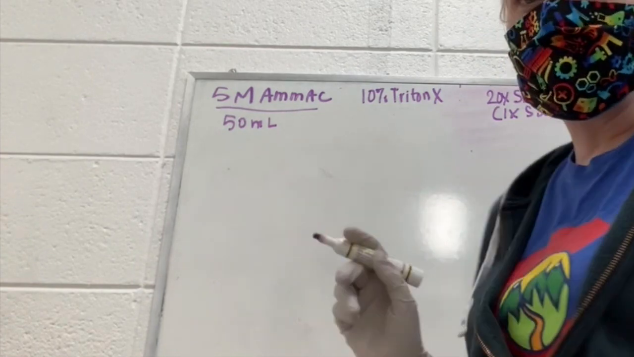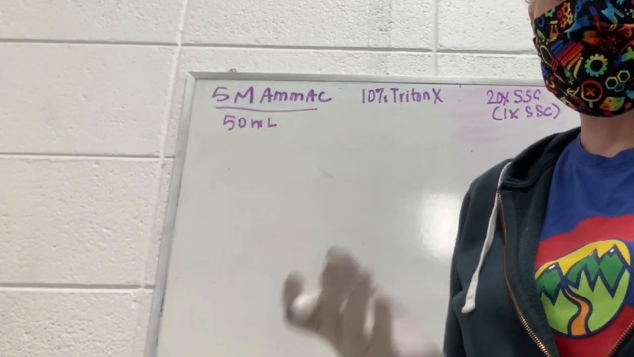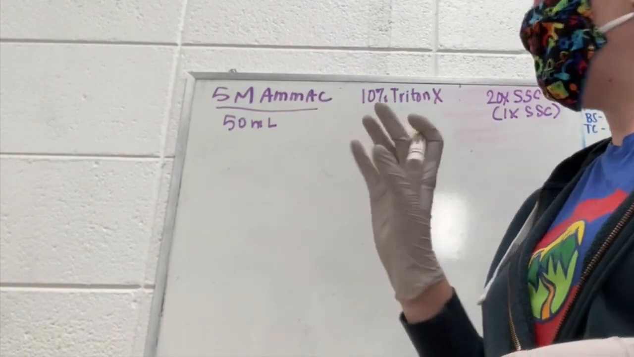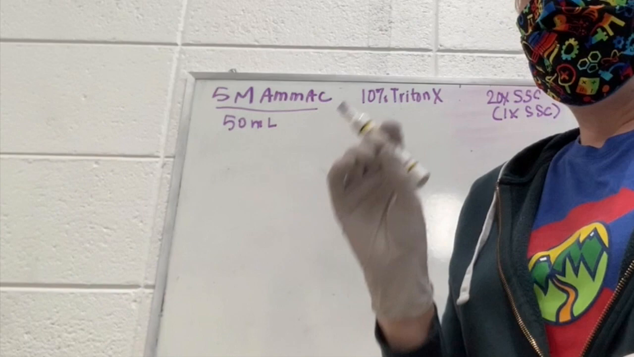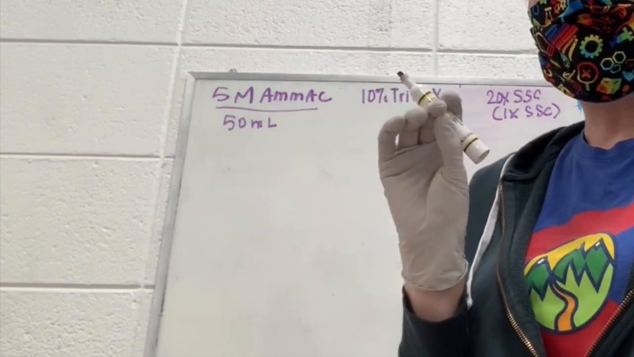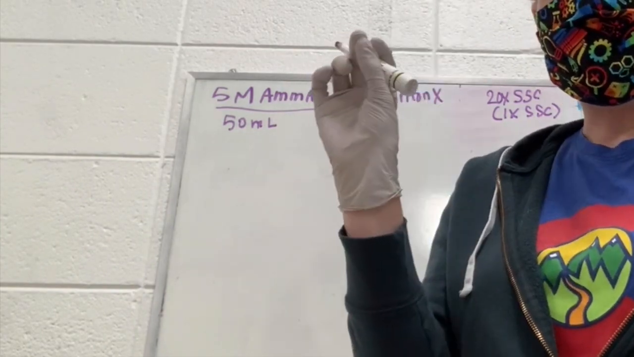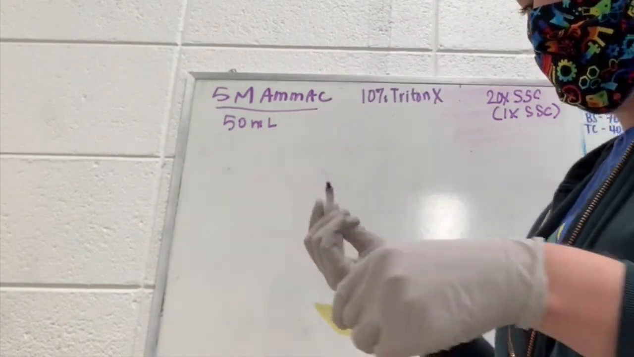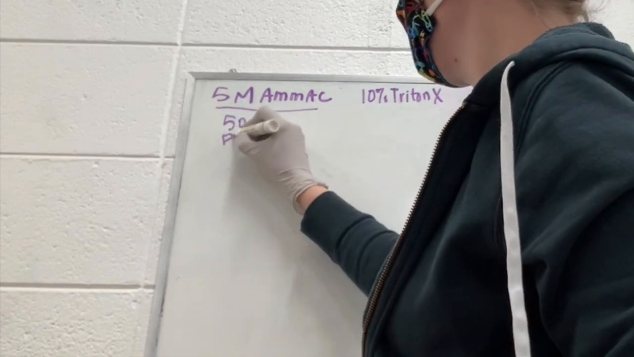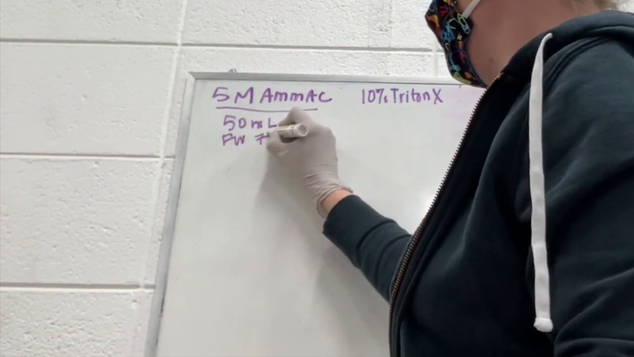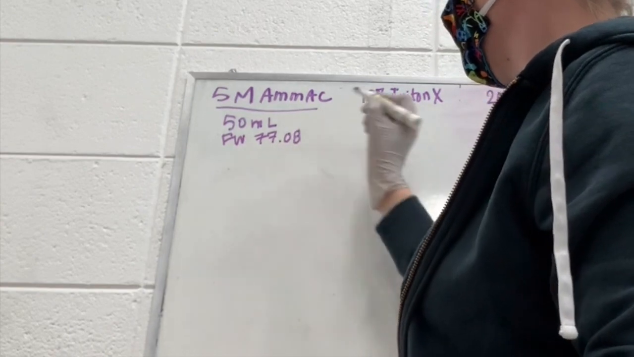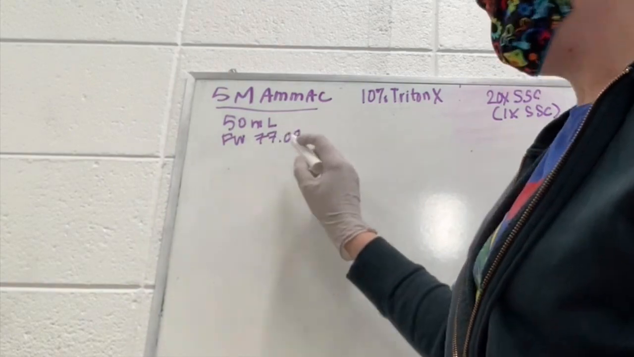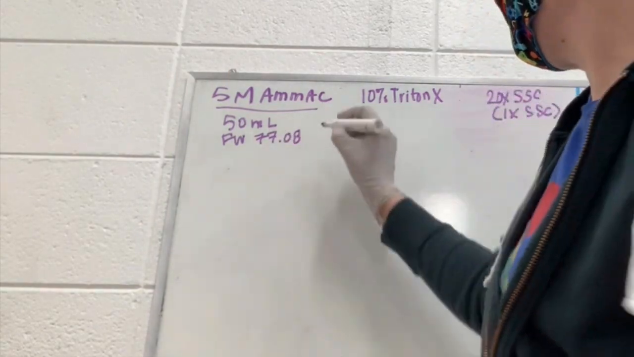And you also need to know the molecular weight of the reagent that you are going to use. So if you go over to the chemical bench, or this ammonium acetate is actually in the fridge, if you look on the side of the bottle, there will be a molecular weight notation, and it will say either MW or FW, and it will give you a number. So on this bottle, it says FW 77.08. So that means that the molecular weight of this reagent is 77.08 grams per mole.